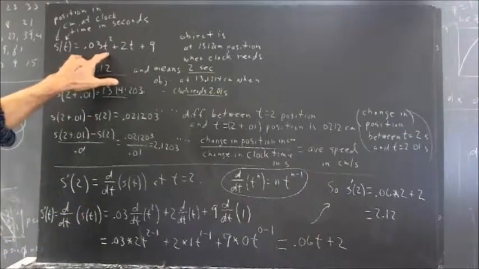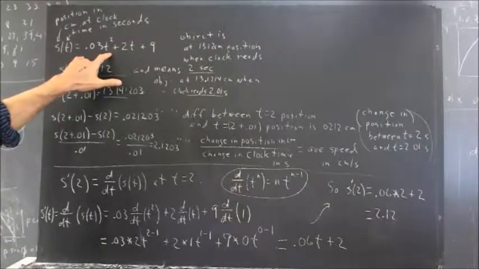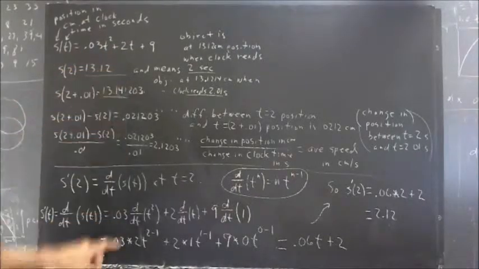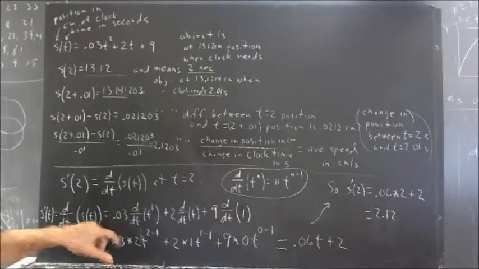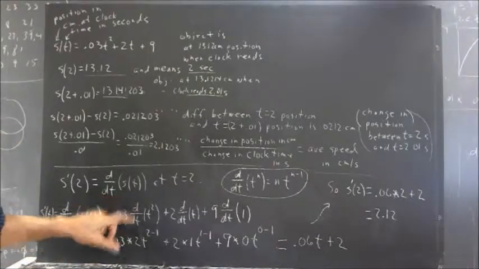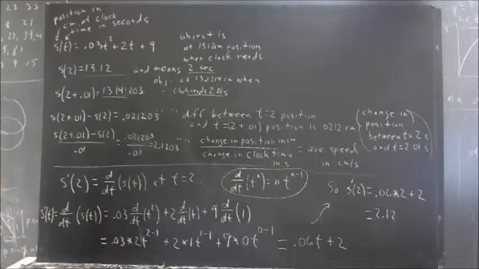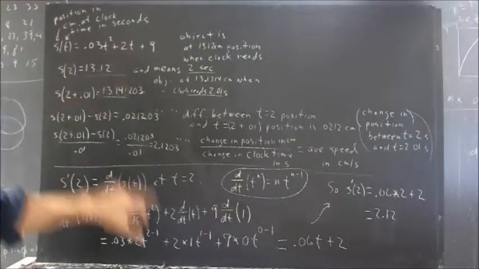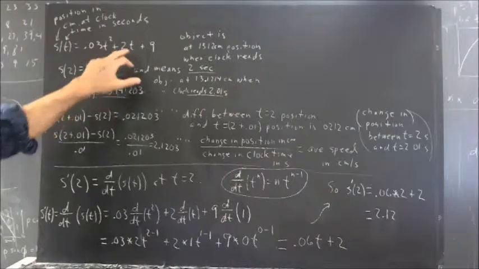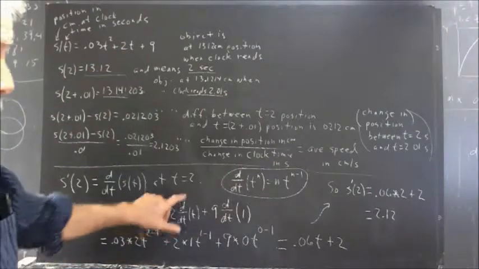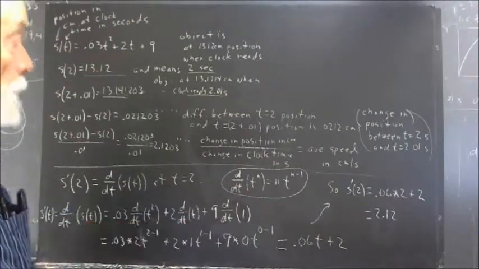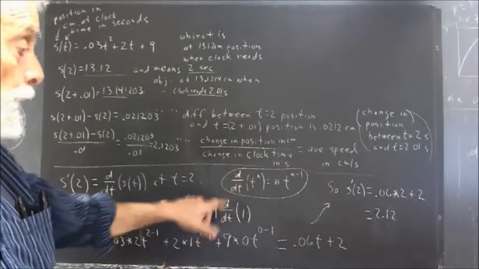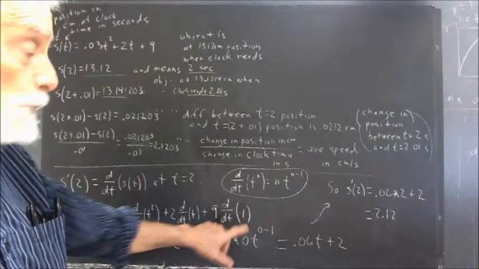So, first, the derivative of 0.03 t squared will be 0.03 times the derivative of t squared. And we write that as 0.03 times the derivative with respect to t of t squared. Then the derivative of the 2t is going to be 2 times the derivative of t, 2 times the derivative with respect to t of t. And then the derivative of 9 is going to be 9 times the derivative with respect to t of 1.